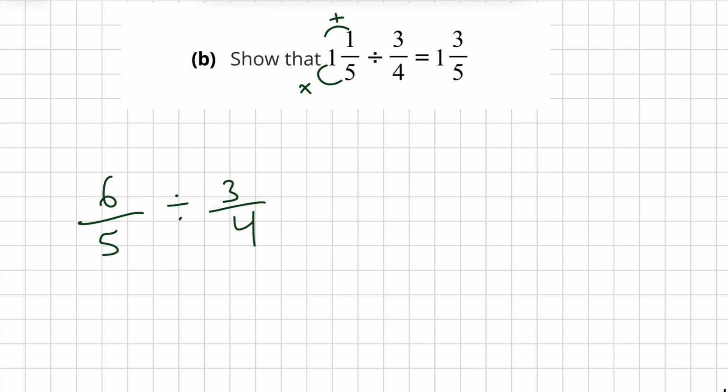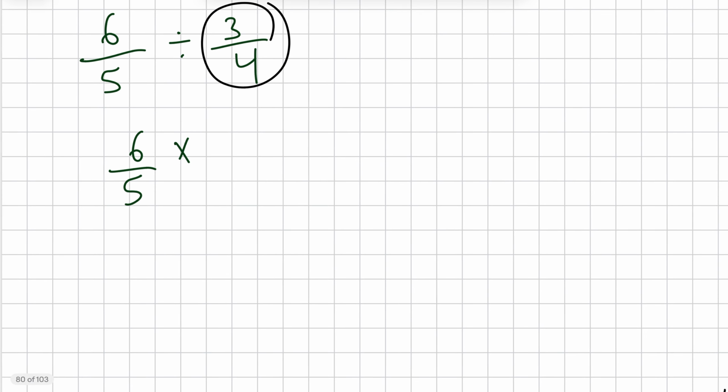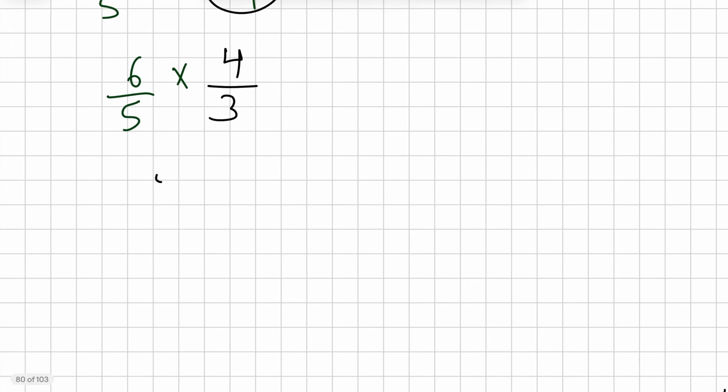We cannot divide, so we change it into multiplication. We leave the prior fraction as it is, but we have to show this in the reciprocal form, flipping over 4 over 3. Now you multiply, 24 over 15.